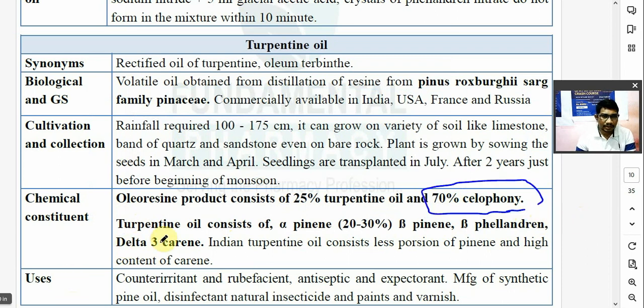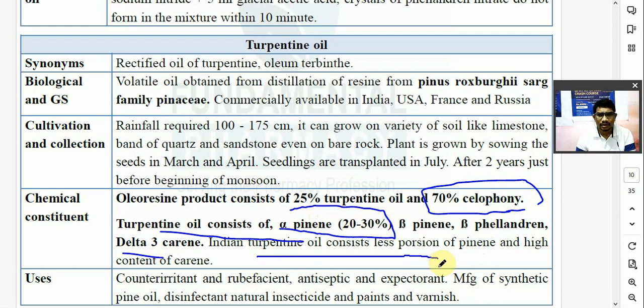So what does turpentine oil consist of? Turpentine oil consists of alpha pinene, the major compound, 20 to 30%, then beta pinene, then beta phellandrene, delta 3 carene. Alpha pinene is the major compound. Indian turpentine oil is less poisonous as compared to others, because it has less pinene, but the content of carene is higher in Indian turpentine oil.